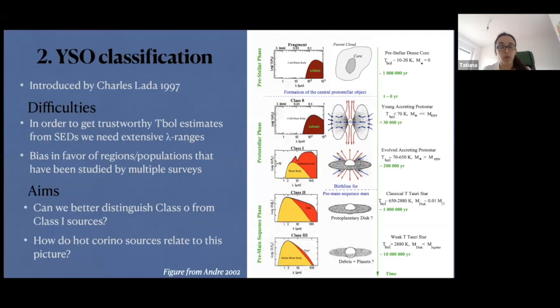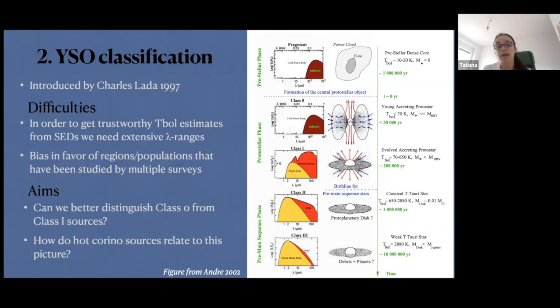Why do we care about YSOs? Well, we have been trying to understand how stars evolve for a long time now, and here I'm introducing the classification scheme, which was first proposed by Lada in 1987, and it effectively describes how an embedded core starts to evolve into class 0, class 1, 2 and 3 phases. I'm not going to go through all the phases here.